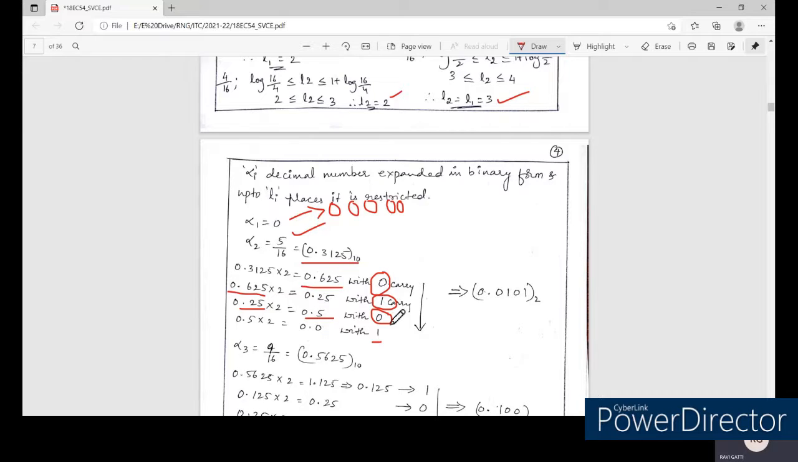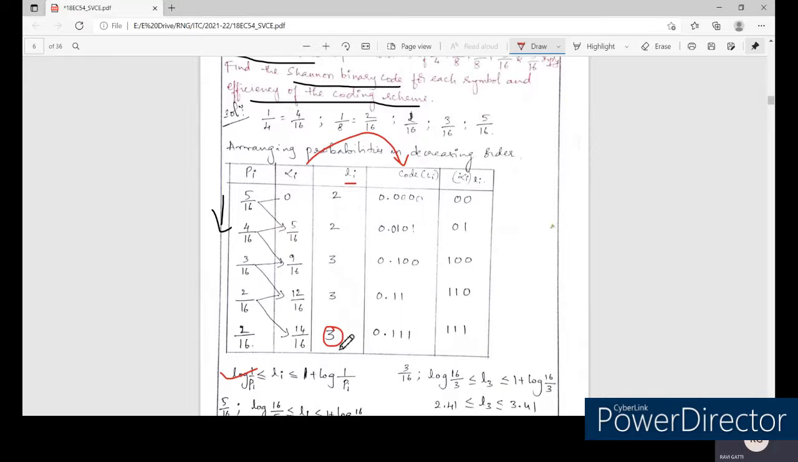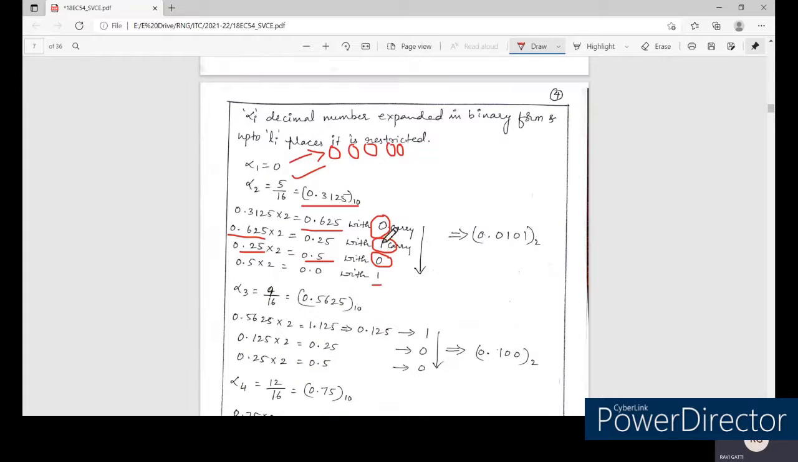Okay, so this procedure you need to continue until the length you have. You can see the maximum length is 3, meaning you need only 3 bits. Since you have more than 3 bits, you need to stop over here. And what you are supposed to do is read these binary values in a top to bottom approach. So what is the top to bottom approach?